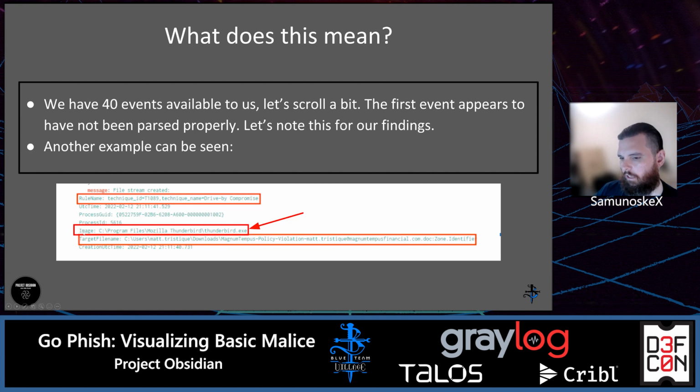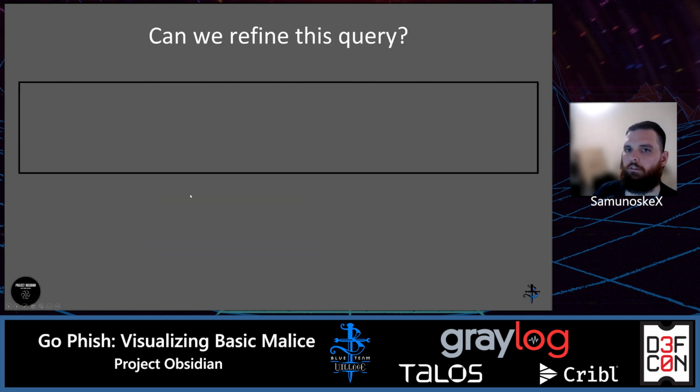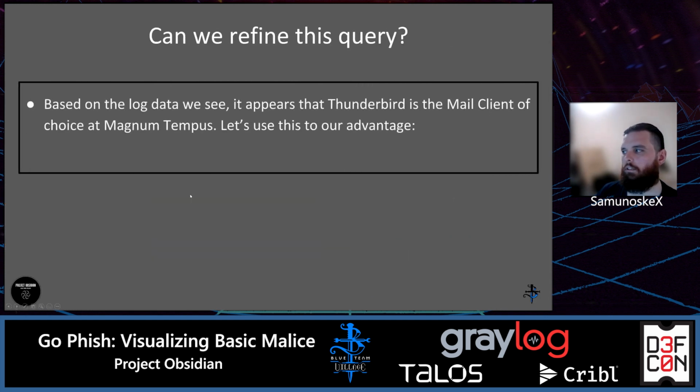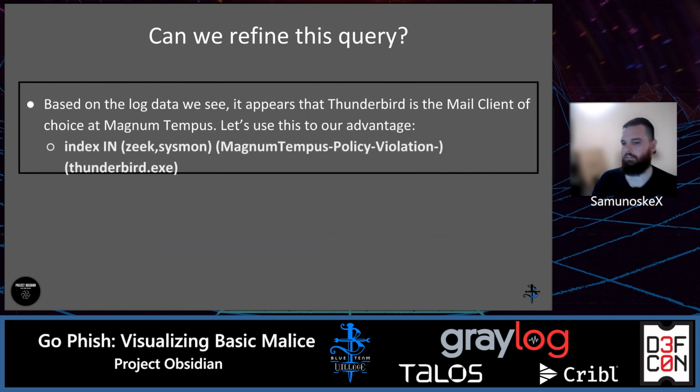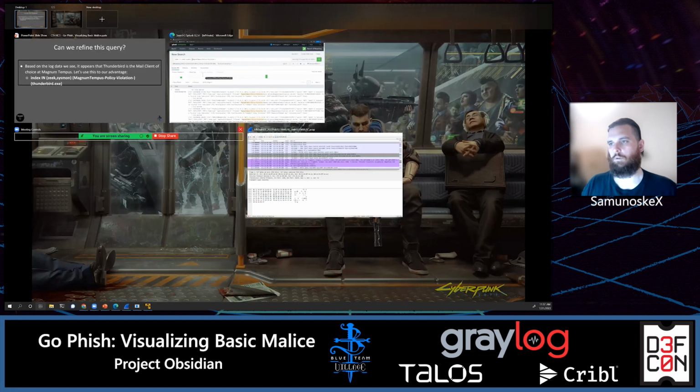Now, I don't know a whole lot about the organization yet, but it appears that the organization uses Thunderbird as a mail client. So can we refine that a little bit deeper, knowing that little bit of information? So let's go back and we're going to add thunderbird.exe to our query.